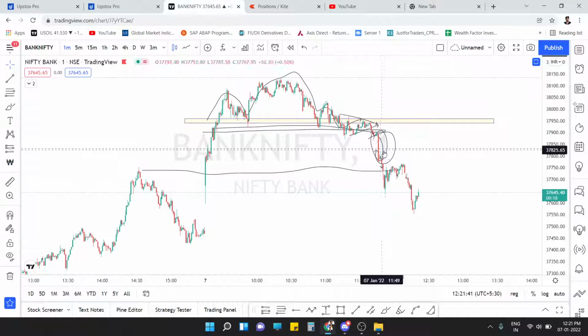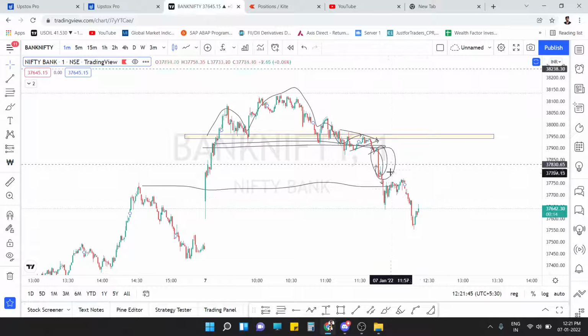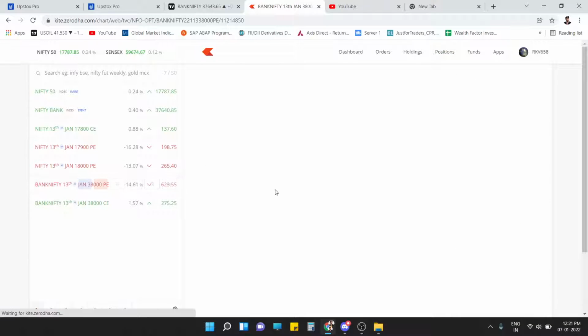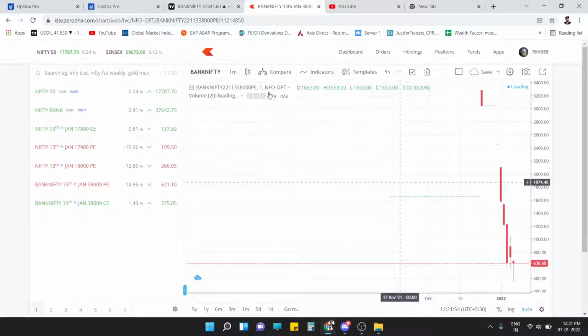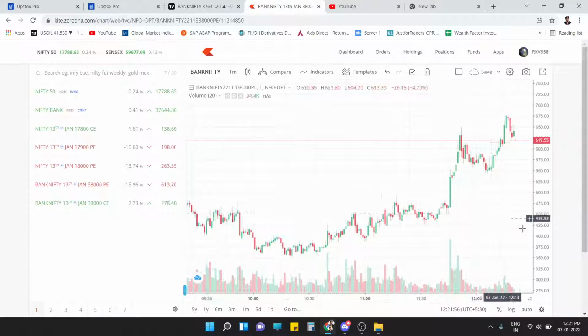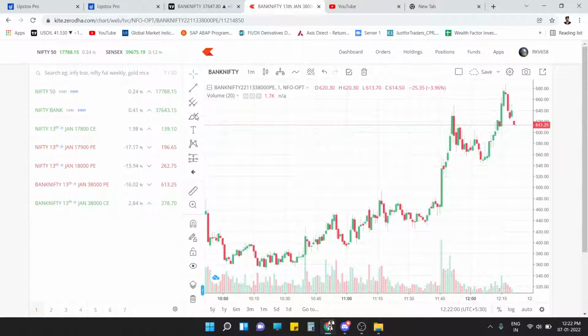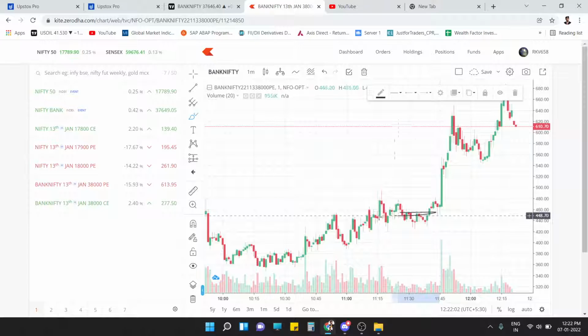If I trail my SL, my trailing SL will be at 220, and the target will be at the 600 or 620 level itself, right? We'll see on the chart over here, right? If I turn on the chart over here, just look at this right over here. So my entry was at this level, somewhere around here, right?